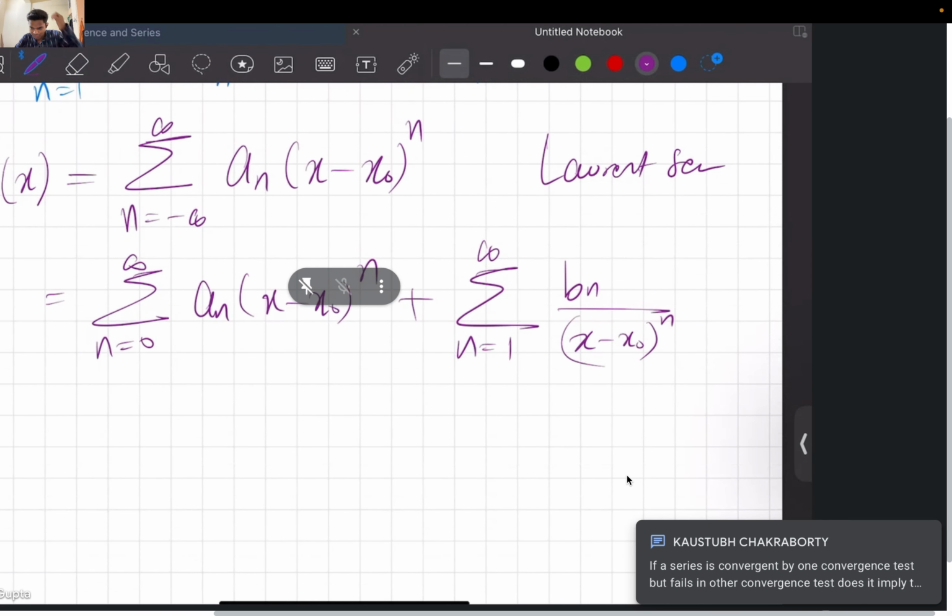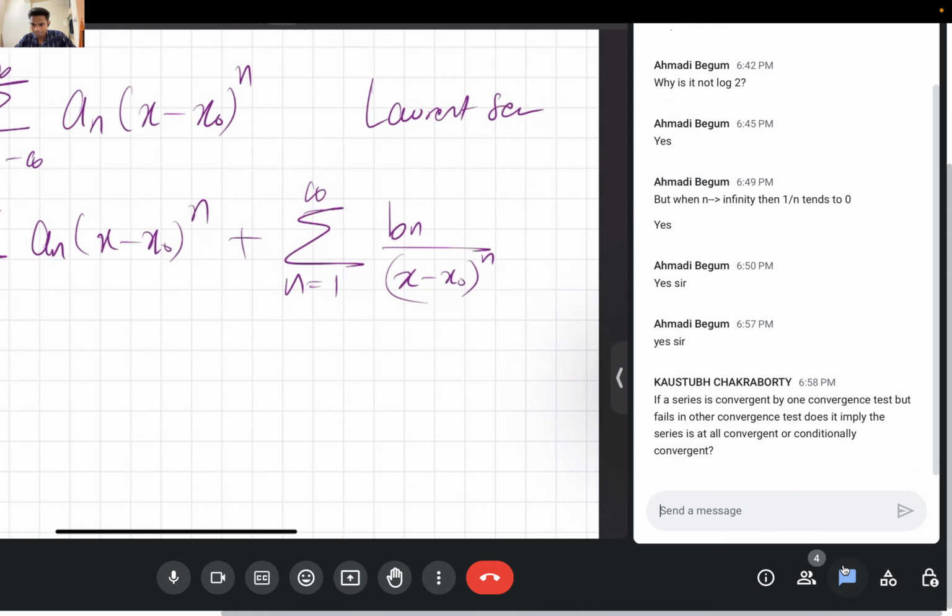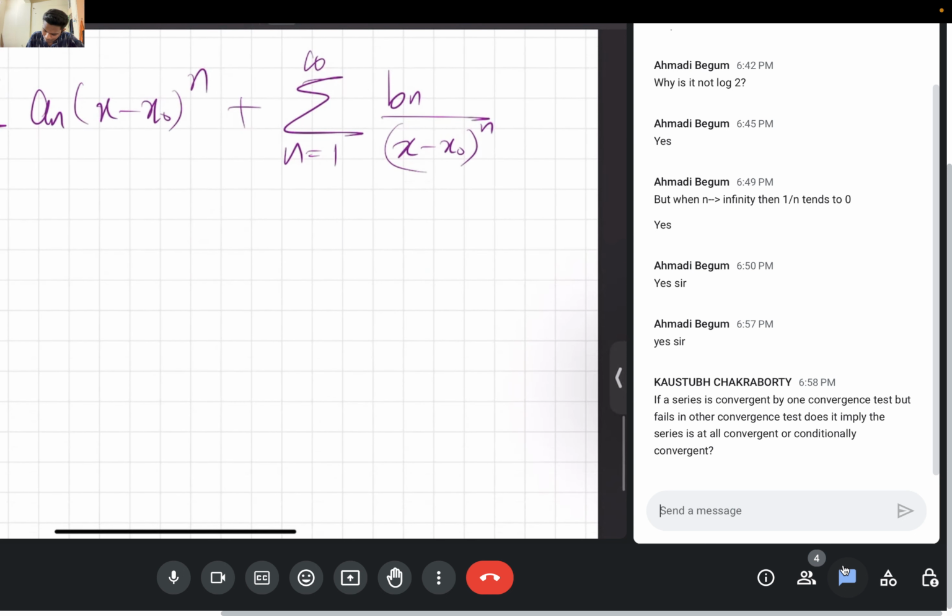If a series is convergent by one convergence test but fails in another convergence test, does it imply the series is at all convergent or conditional? No. If you are trying to test whether this is absolutely convergent or conditionally convergent, then by doing that test you can only say whether it's absolutely or conditionally convergent. But when you are trying to test using absolute convergence tools, root test, let me tell you the levels of convergence.